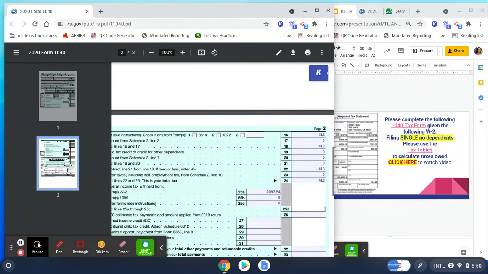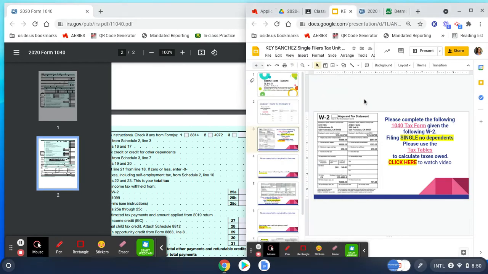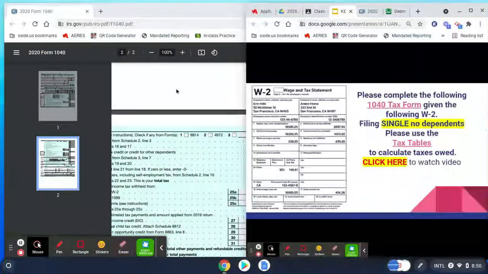Now add lines 25A through 25C, $2,097.54. Now I'm going to pause here again. Where the heck did I get that number? We went to our W-2 and we saw right here in box 2 is $2,097.54.